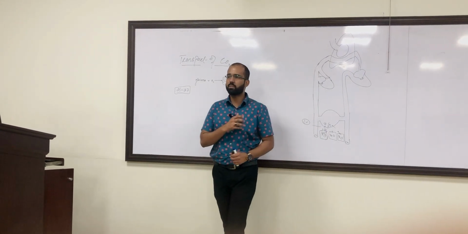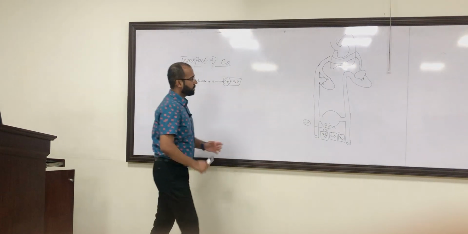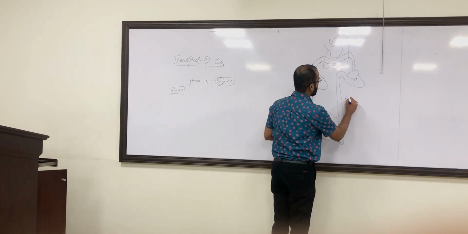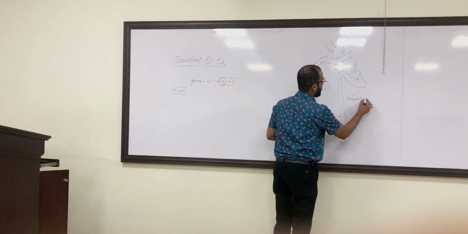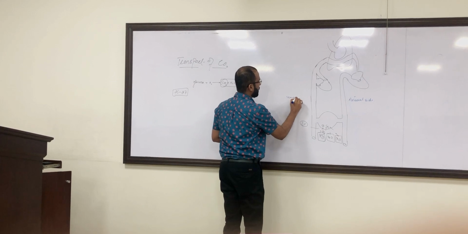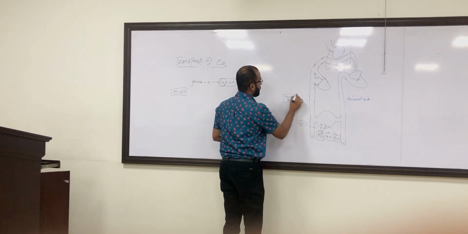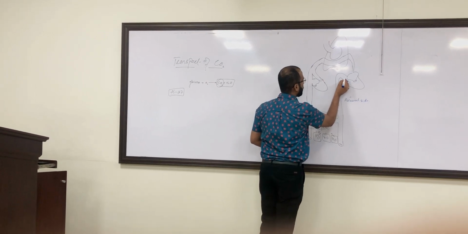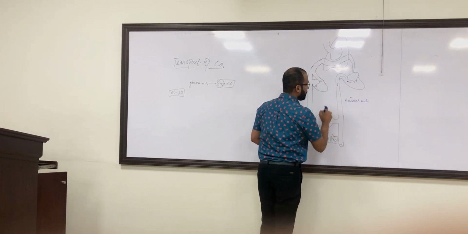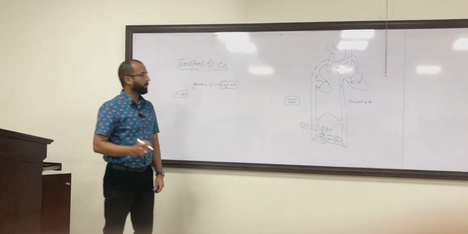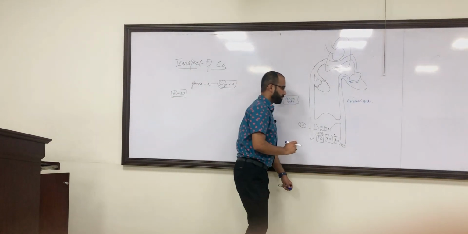Like our heart pumps the blood, do you know the arterial side? This is the arterial side, and this is the venous side. Blood is transported from the left heart towards the aorta, and the aorta carries the blood. Do you think in the arterial side carbon dioxide is present? The answer is yes. A little amount of carbon dioxide is present also.